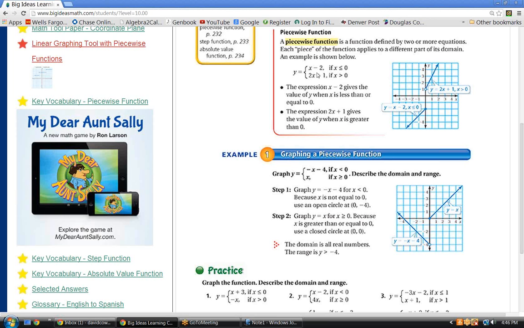Notice that it is two functions in one, kind of. Whenever x is less than or equal to 0, our function is x minus 2. This blue line right here. Whenever x is greater, excuse me, I said that incorrect.